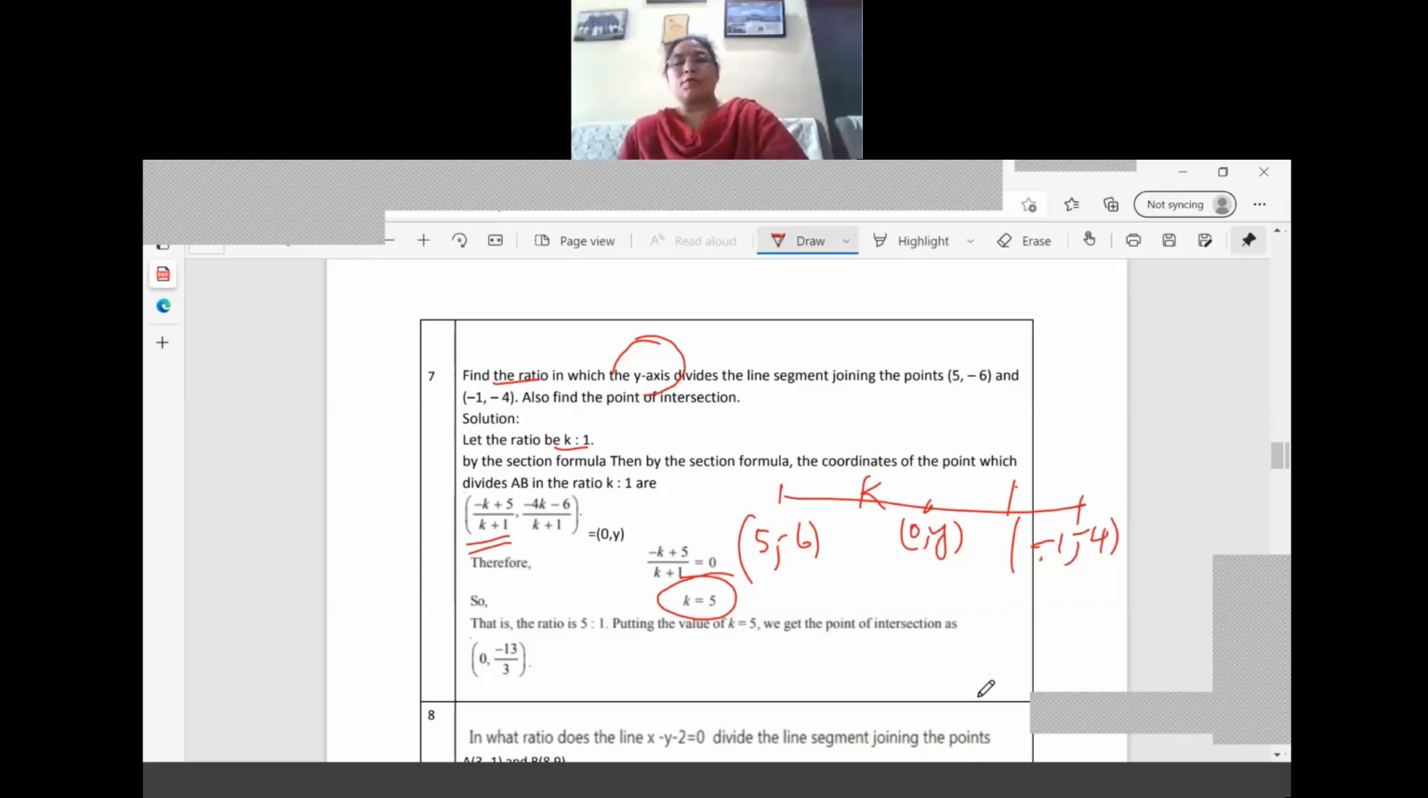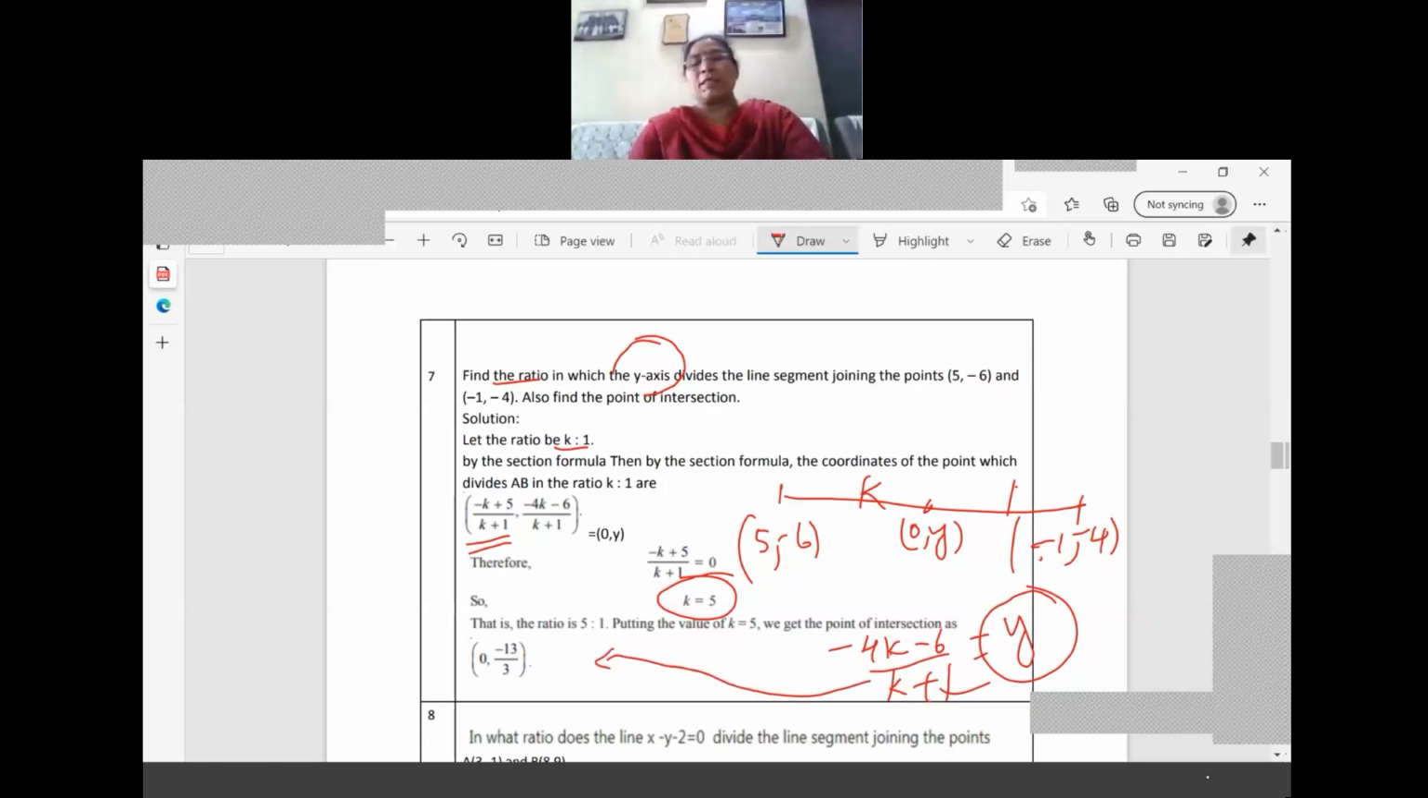That means k equal to 5, you can put here in this second part. Second part means which one? Minus 4k minus 6 by k plus 1. In that, what we should put? k is equal to 5. Then you will get the value for y also. So what is the value of y we will get here? Minus 13 by 3. So two steps are there here.